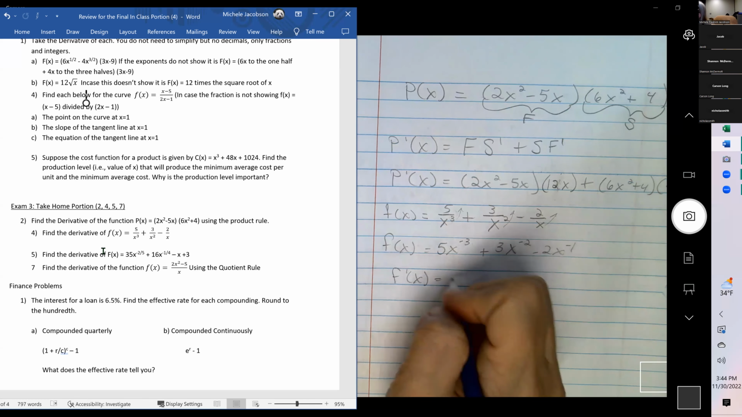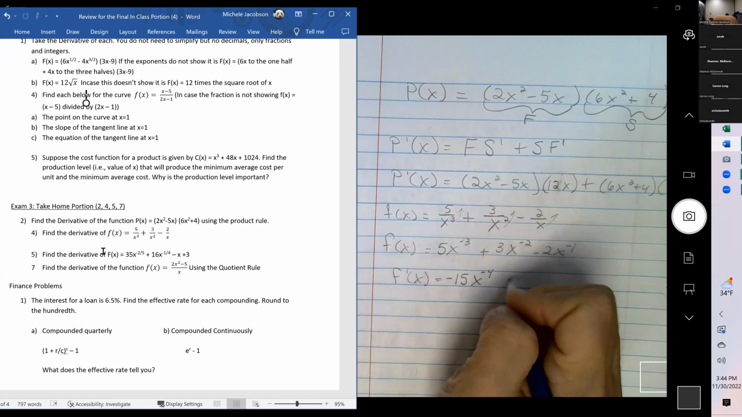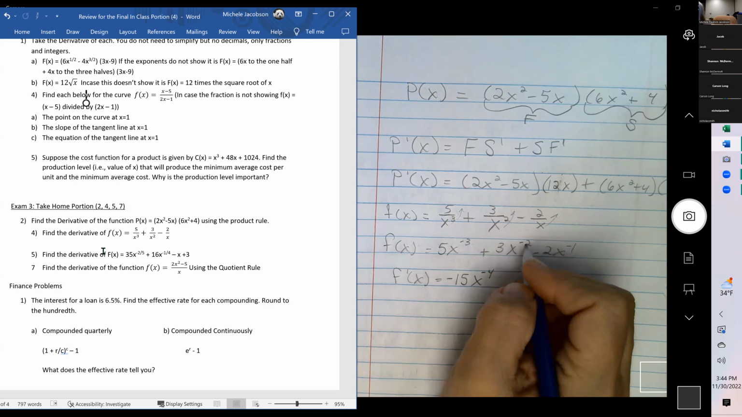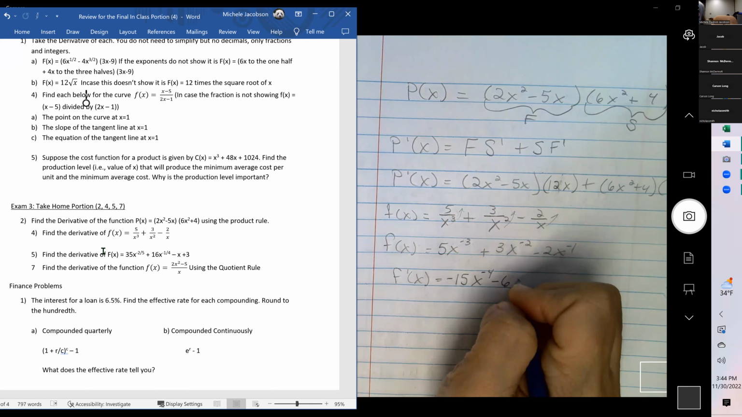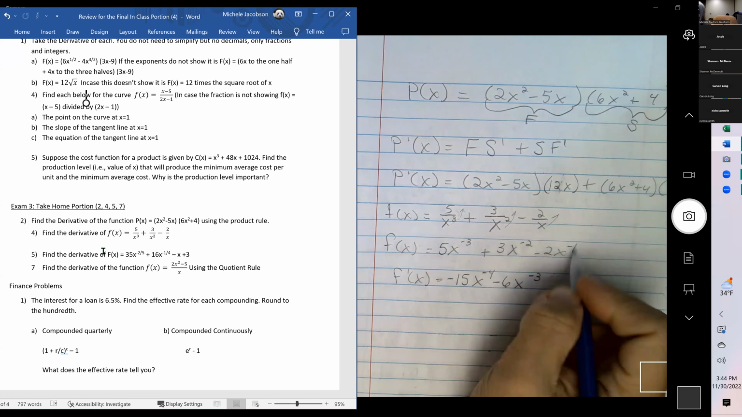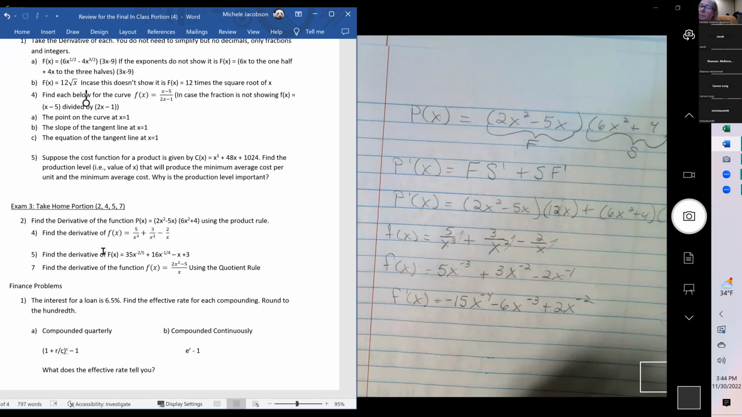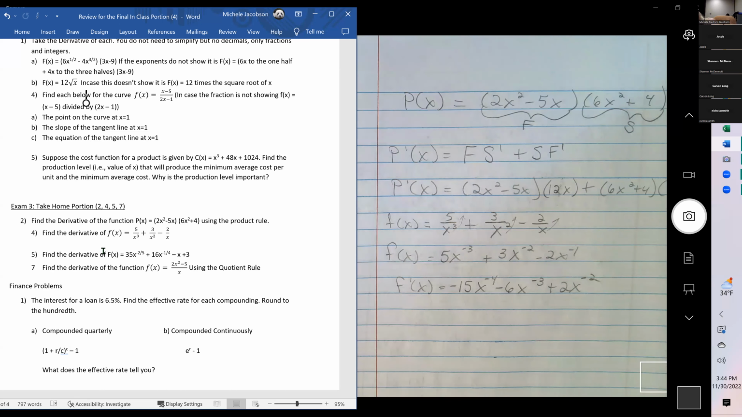-3 times 5 is a -15x. Subtracting 1, you get -4. -2 times 3 is a -6x. Subtracting 1, we get a -3. And then a +2x to the -2. That's all there is to it. You do not need to rewrite them as positive values. Any questions on that?